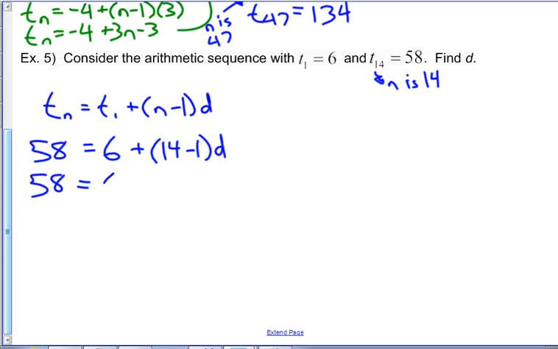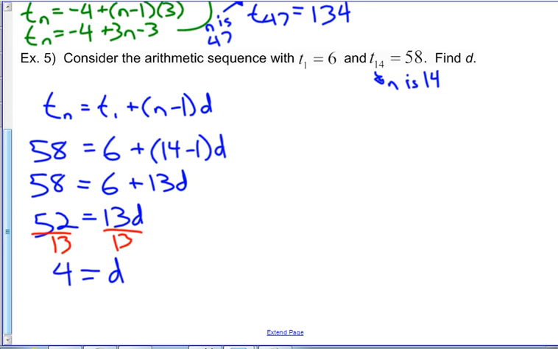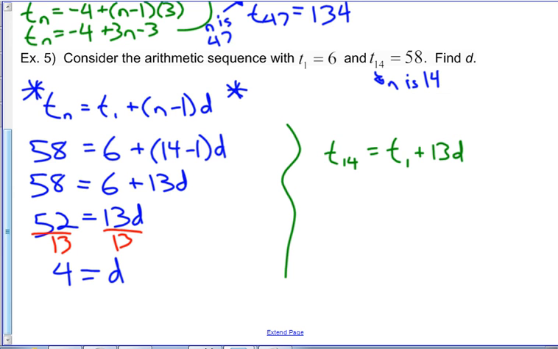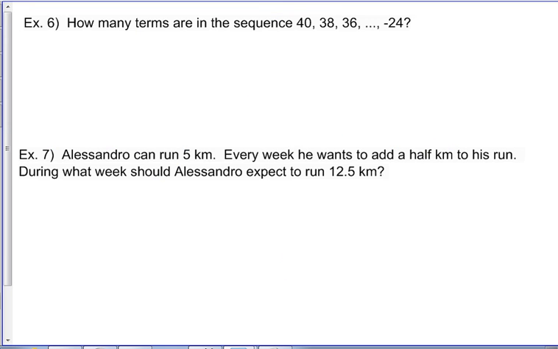Let's work this out. That's 6 plus 13d. We can subtract 6 from both sides. And finally, we'll divide by 13, and we'll get 4. The common difference must be 4. If you like, you could have used the more intuitive way that we started off with and said, oh, well, I know T14 is just T1 plus 13d. It's going to get you to the same place. But we can use this formula if we like. As long as you know 3 of the letters, you can find the last one.